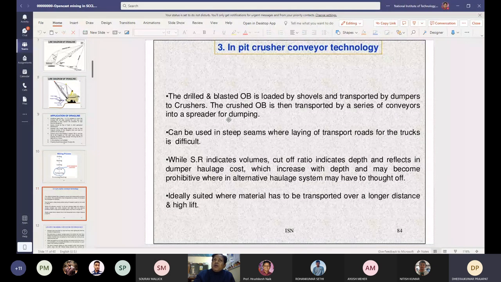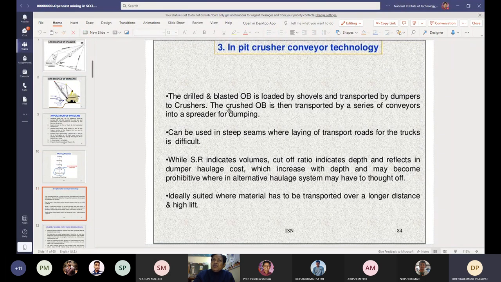So the process of in-pit crushing and conveying technology goes like this. First, you have to drill the holes. After that, the overburden material will be blasted. And after the material is blasted, with the help of a shovel, you load the material into the dumpers, and the dumpers will transport the material to the crushers.